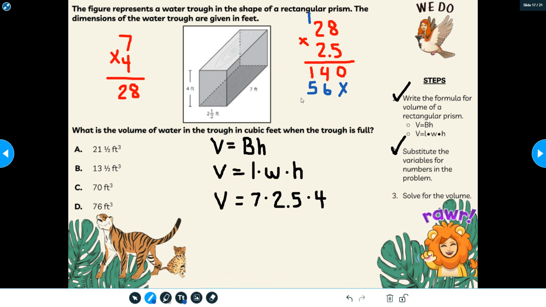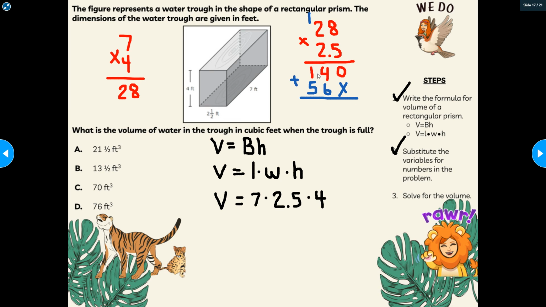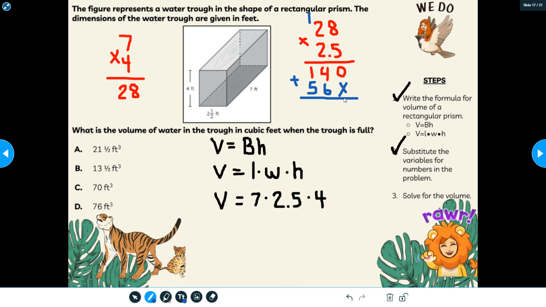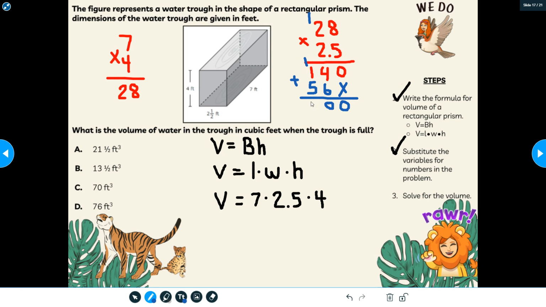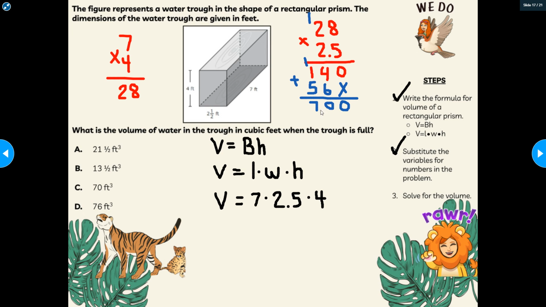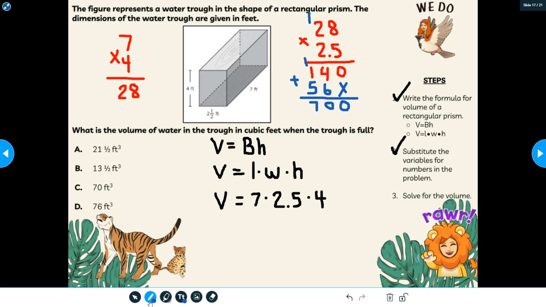All right, last step, we need to add them all together, add these two rows. 0 plus nothing is 0. 4 plus 6 is 10. Put another 0, carry a 1. 1 plus 1 plus 5 is 7. All right, but 700 is not my answer, because I need to remember that I have to add the decimal back in at the end.